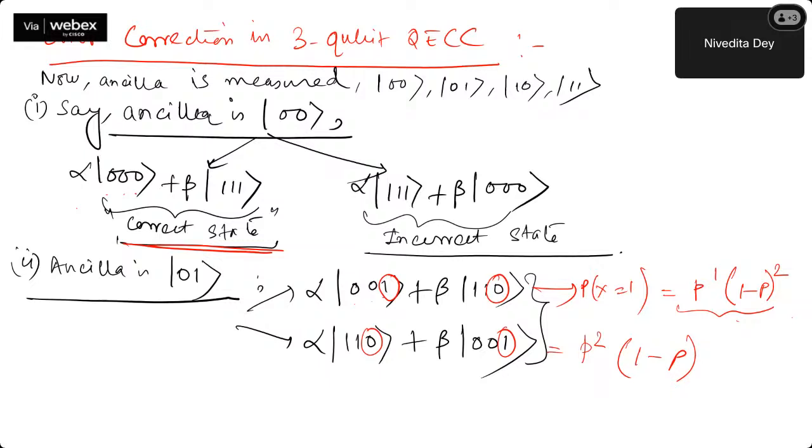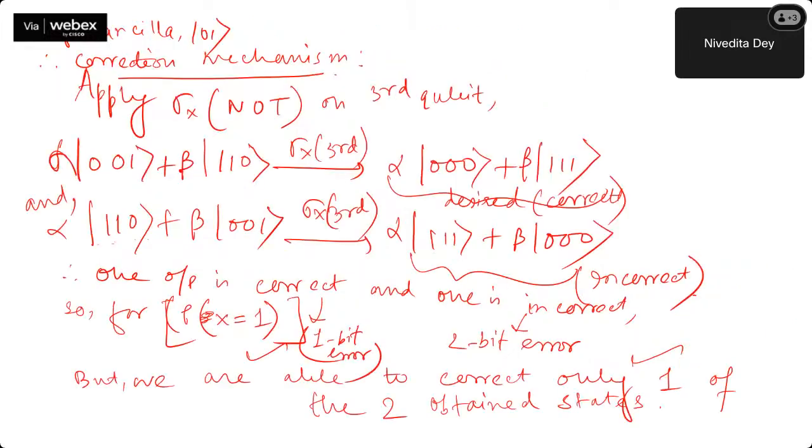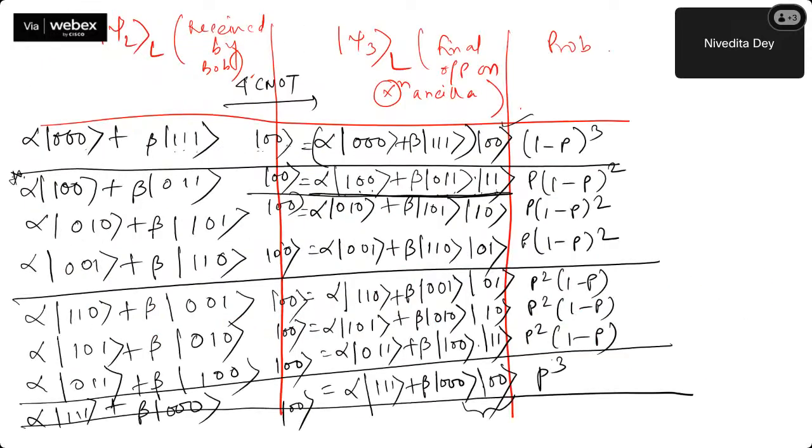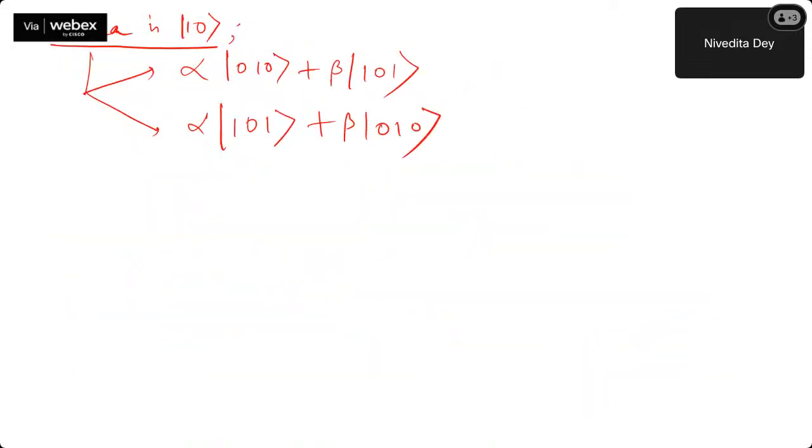Now let us see what will happen for ancilla 1, 0 and 1, 1. So whenever your ancilla is 1, 0, what are the states that I'm receiving? I'm receiving two states. The first one is alpha 0, 1, 0 plus beta 1, 0, 1 and alpha 1, 0, 1 plus beta 0, 1, 0. If you ask where we are getting these values from, we are getting them from this table. For 1, 0, these are the two cases, 0, 1, 0 and 1, 0, 1, and also 1, 0, 1 plus 0, 1, 0. So both the values we have just written over here.